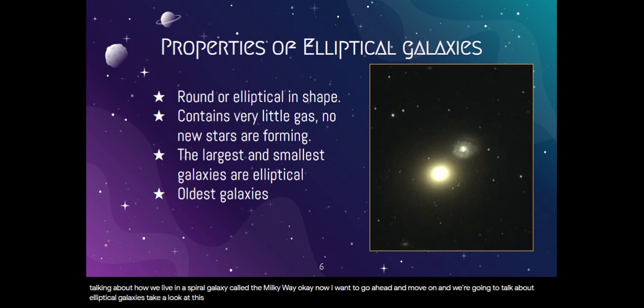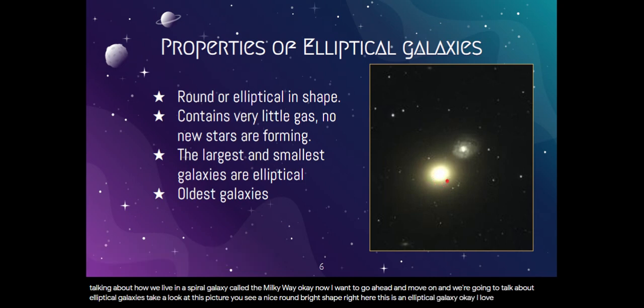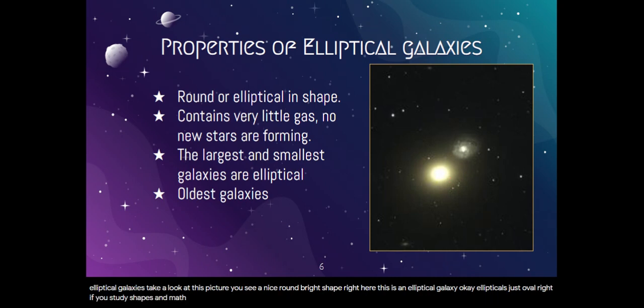Take a look at this picture. You see a nice round, bright shape right here. This is an elliptical galaxy. Okay. Elliptical is just oval, right? If you study shapes in math, you know that an ellipse is an oval. And so these galaxies are elliptical in shape to varying degrees. Some of them will look more round like circles, some of them will be more oval.